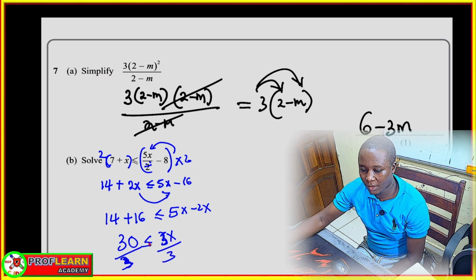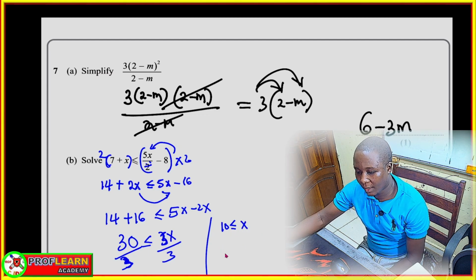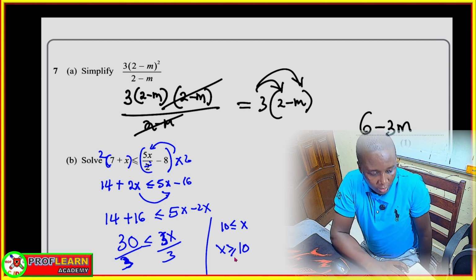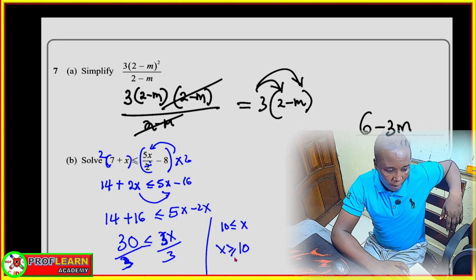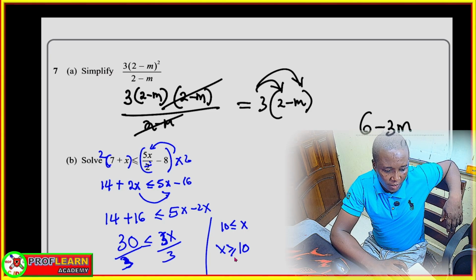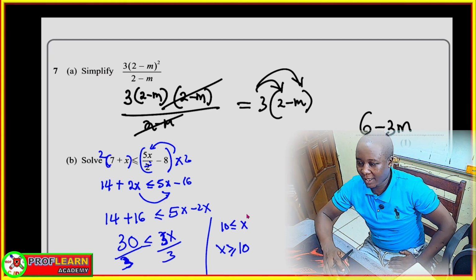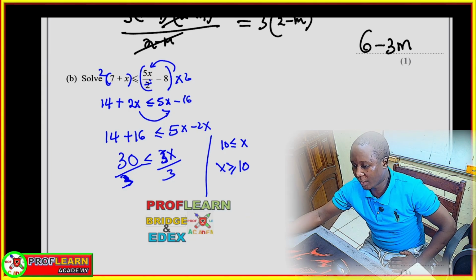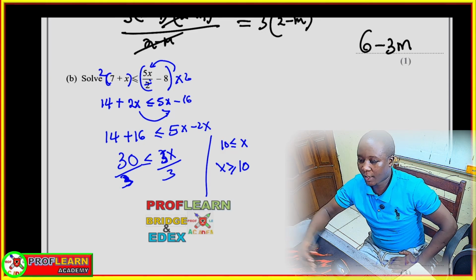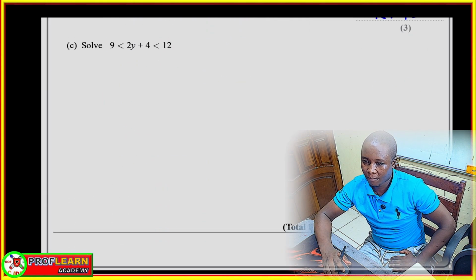So if you cancel that and that, you shall have basically 10 is less than or equals to x, which means that x is greater than or equals to 10. So that is basically what you are going to do in the process of working out this question. And I believe you can see you've learned how you are supposed to solve this. So we can say x is greater than or equals to 10 as our final answer.